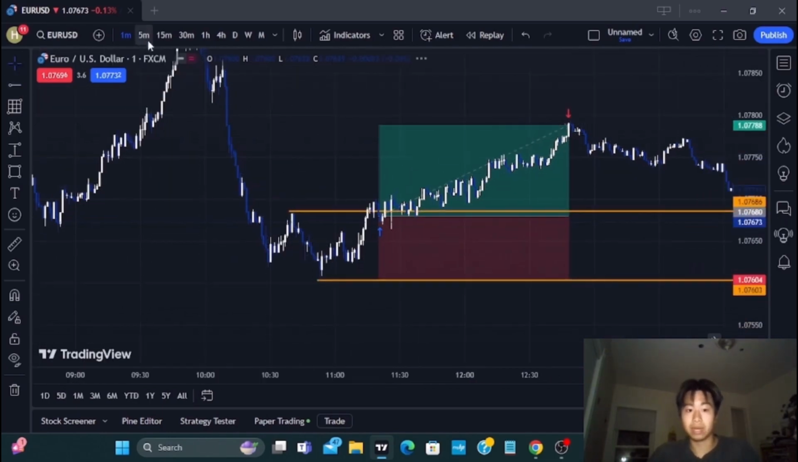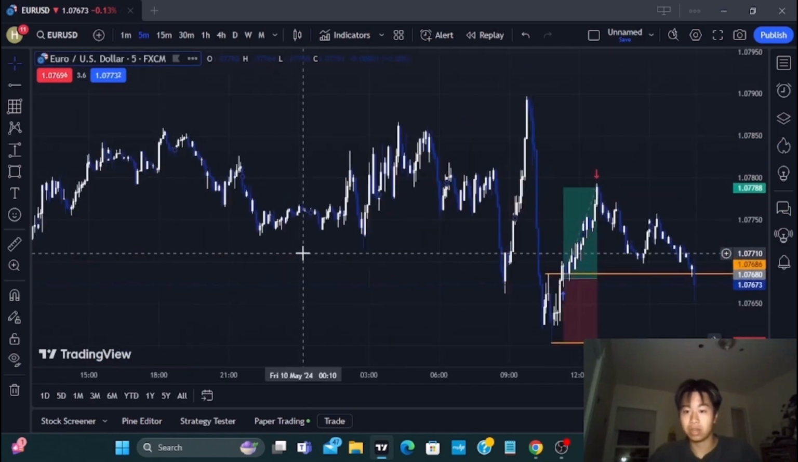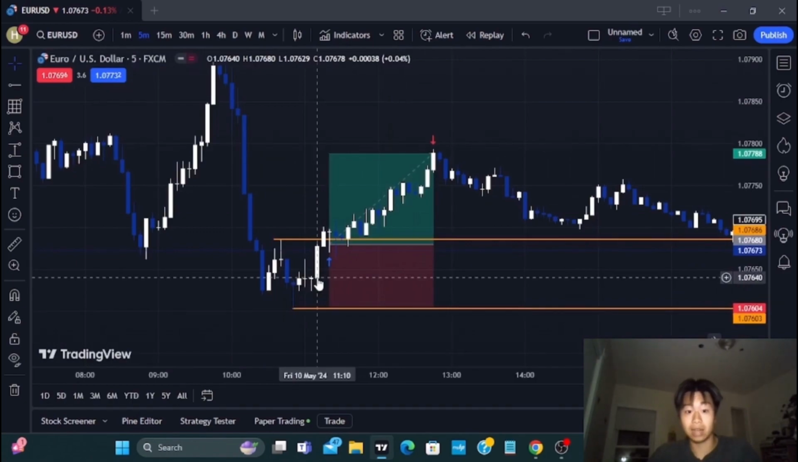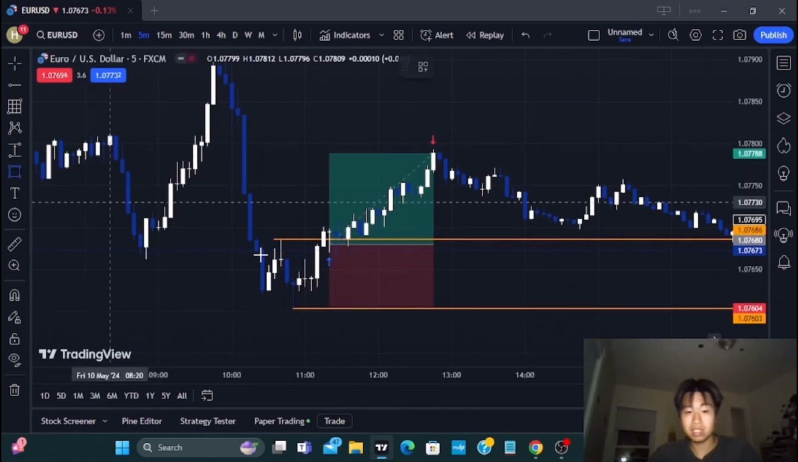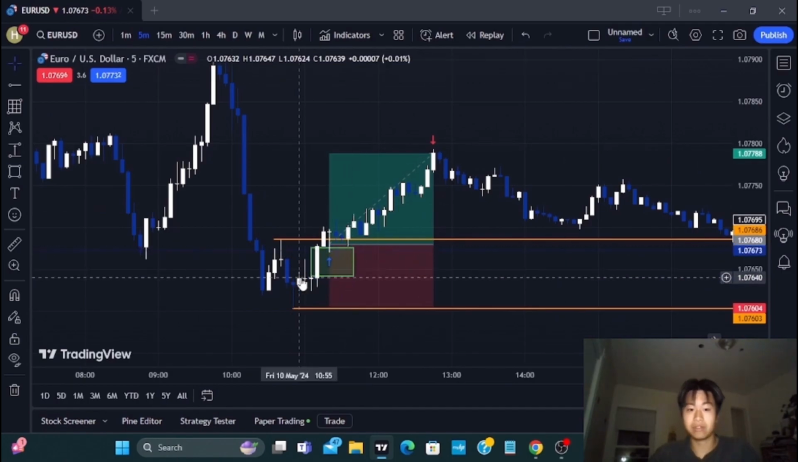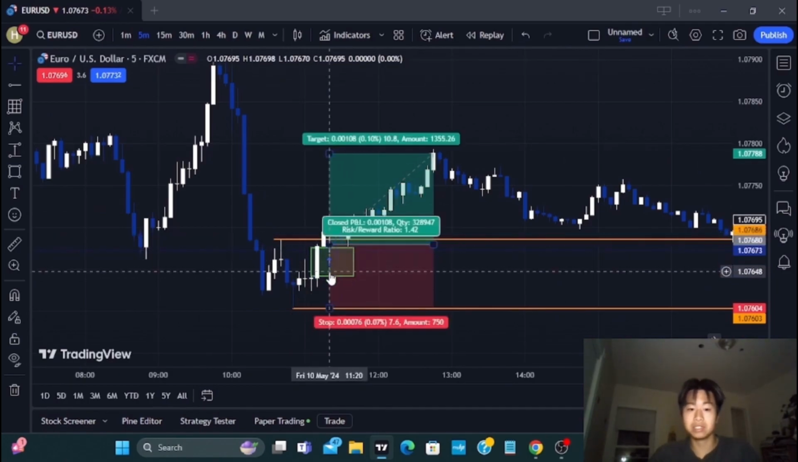And after that, if we go back to the 5-minute chart, what does price do after that? It creates this fair value gap at 11:10. Let's mark that out with a rectangle. And what does price do after that? It creates that fair value gap and then retraces into it, which is when I executed the trade at 11:20.